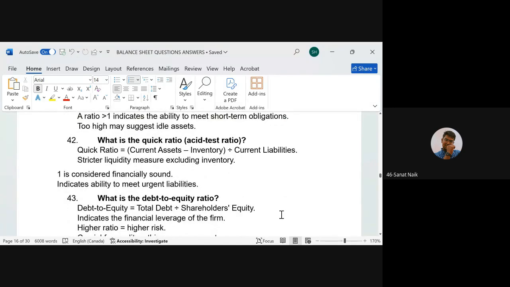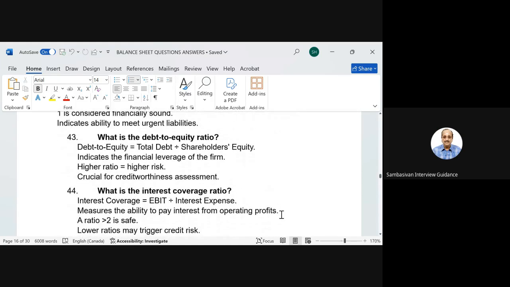What is quick ratio? Acid test ratio. Quick ratio is equal to current assets minus inventory divided by current liabilities. Stricter liquidity measure excluding inventory. One is considered financially sound, indicates ability to meet urgent liquidity.